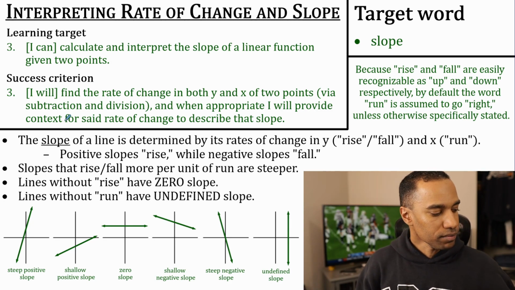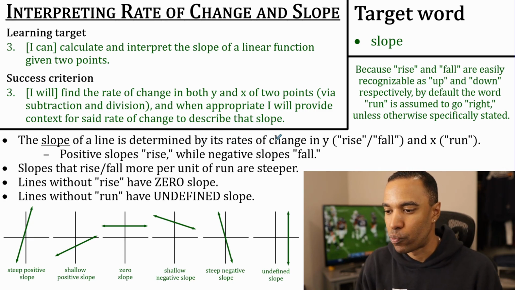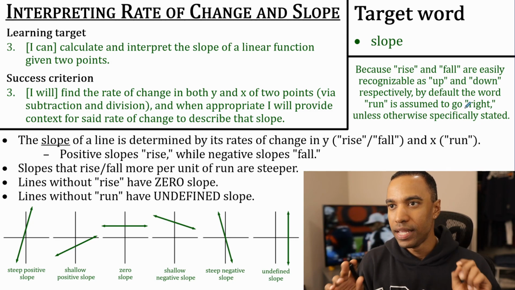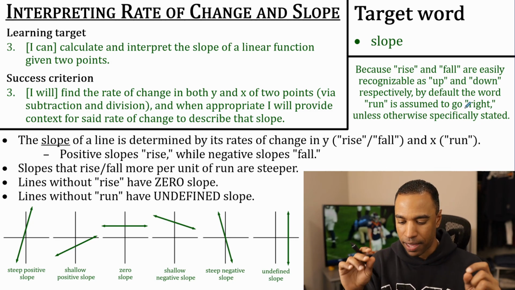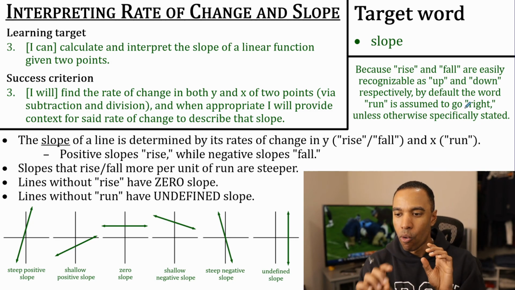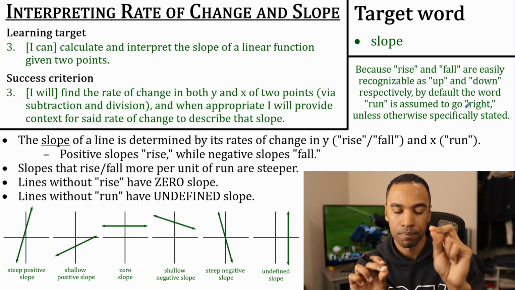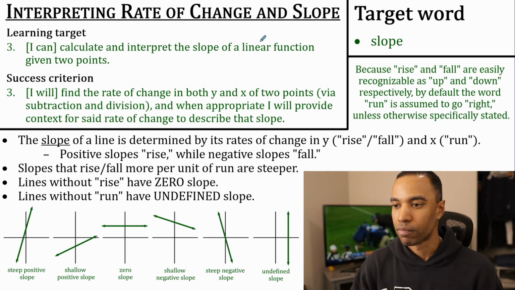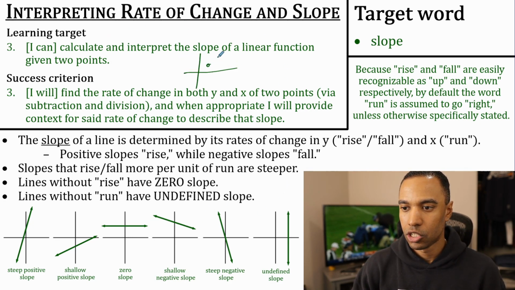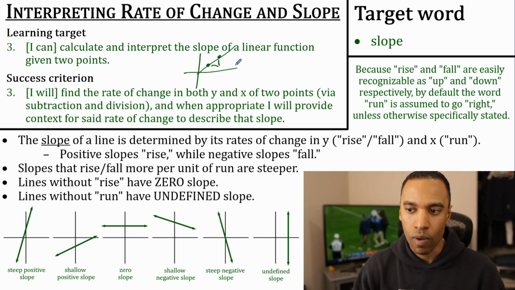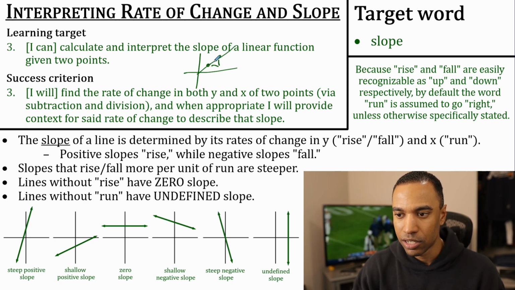Okay. The slope of a line is determined by its rates of change in y and x. Keep in mind that we're not talking about actual points anymore. We're talking about how far apart 2 points are. Like if I have this point and this point right here, I want to figure out how much I've changed in x and in y. I'm not going to do it diagonally.